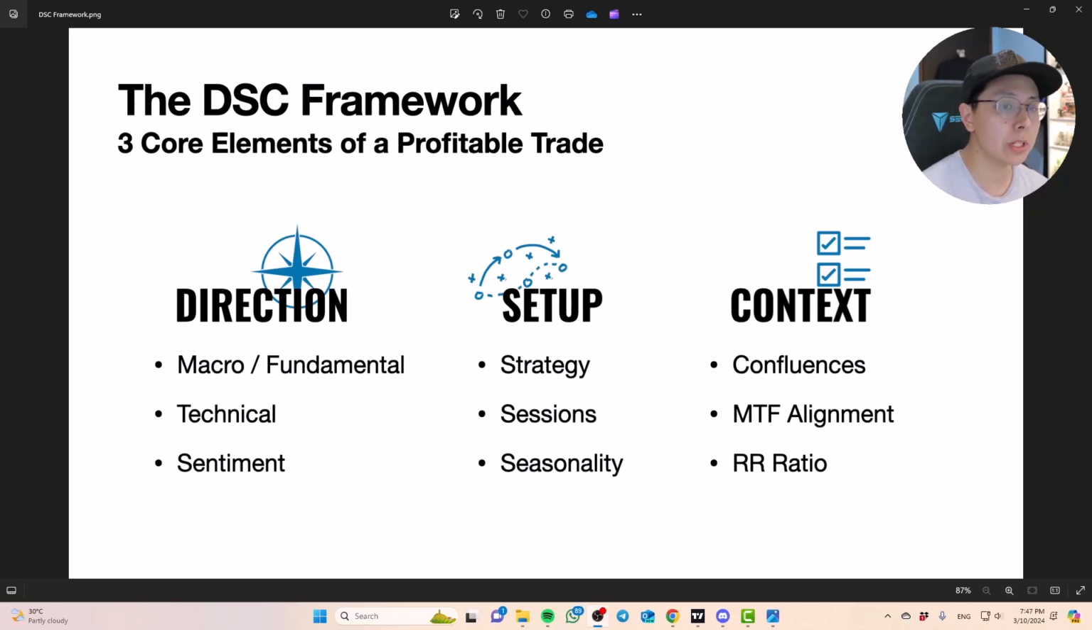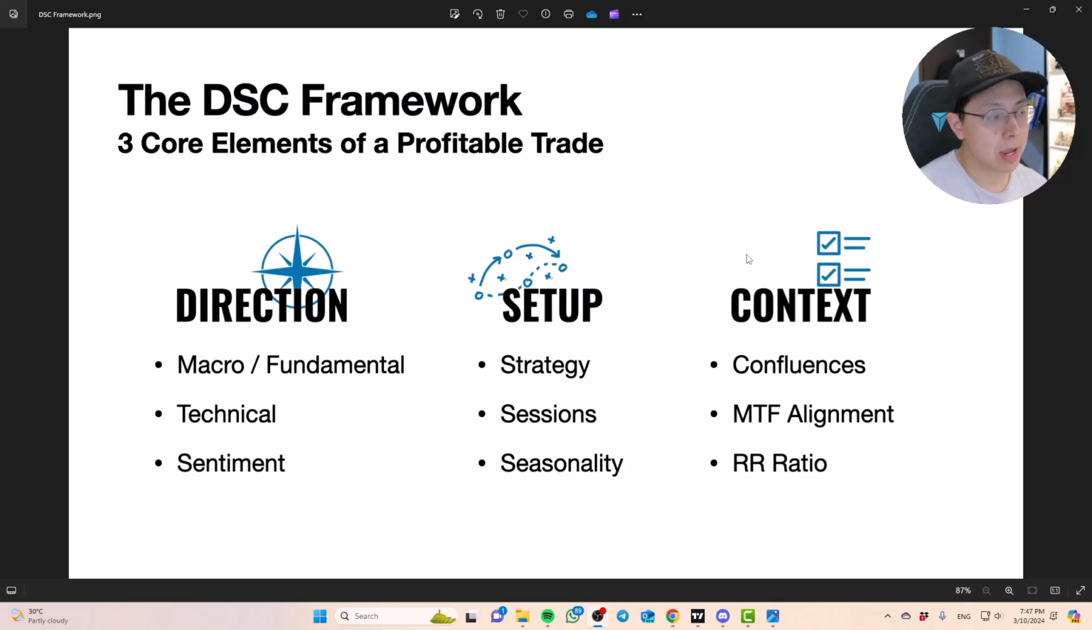Right, so very quickly, let me go through the framework that I use to approach my trades, and I call this the DSC framework. Again, some of you may have heard of this before in some of my sharings, so you may be familiar with it. But for the benefit of everyone, maybe a first time here, I would just like to very quickly walk through the framework. DSC stands for Direction, Setup, and Context.